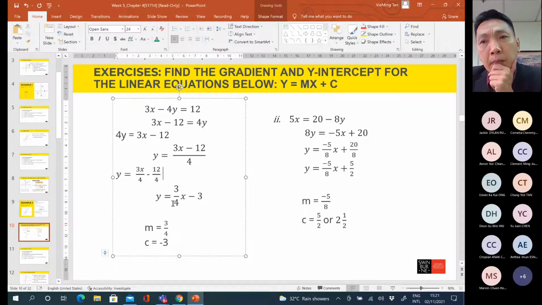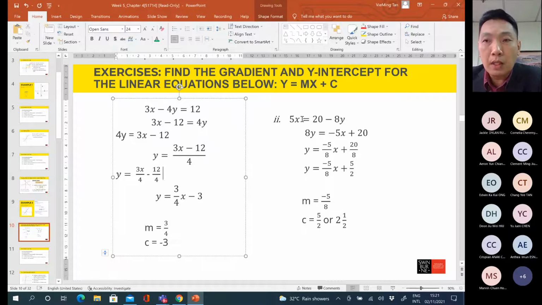So let us analyze the equation now. This is 5x equals 20 minus 8y. You may find that the power value for x is 1 only, and the power value for y is also 1. The index values for x and y are 1, so that means this is a linear equation, because the power value for the unknown variables, x and y, are all 1.